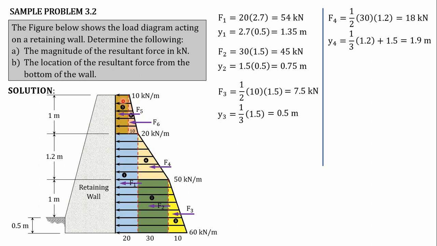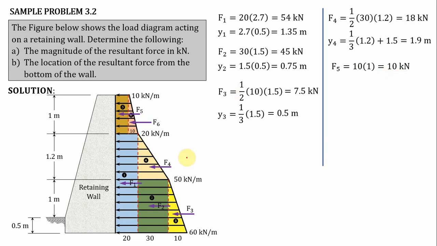And then mag-area 5 tayo. How to solve F5? F5 is the area of the rectangular loading. This is 10 and the height, class, is 1 meter. So therefore F5 is equal to 10 times 1, and that is equivalent to 10 kilonewton.